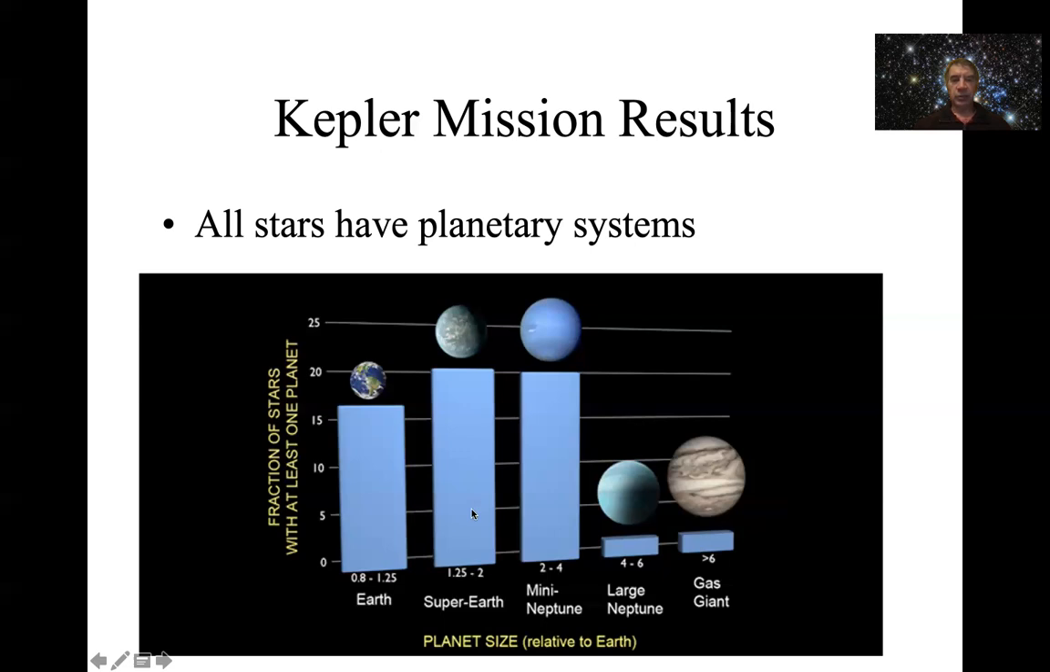Quite a lot of these so-called super-Earths, and the big gas giant planets like Jupiter, even though the initial radio velocity techniques were finding a lot of these, they're not so common as evidenced by the transit observations.